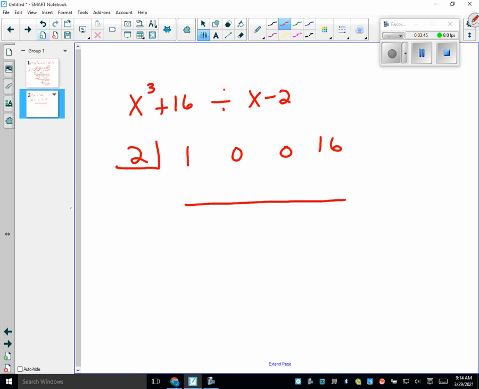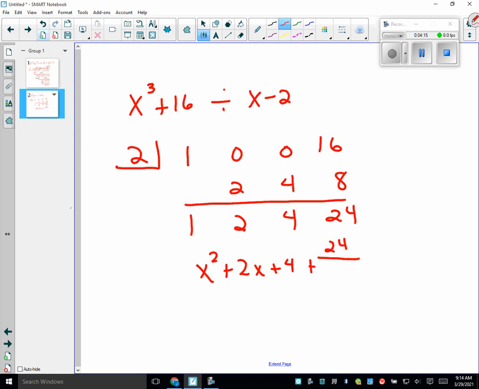Okay, you bring a 1 down. And isn't this 2? 2, 4, 8, and 24. What's my answer? X squared plus 2x plus 4 plus 24 over x minus 2.